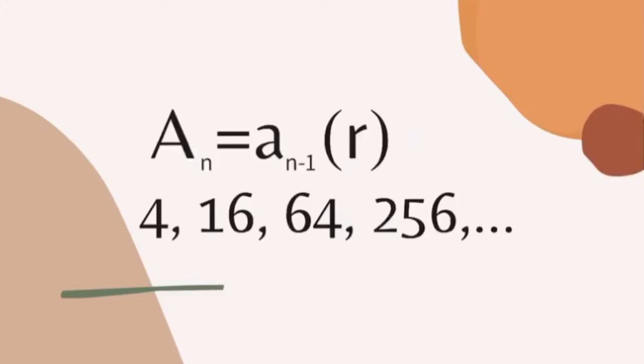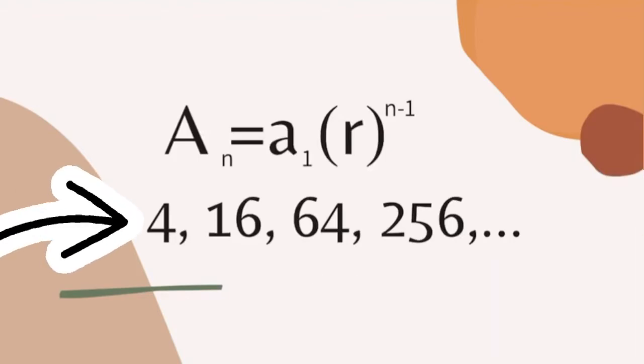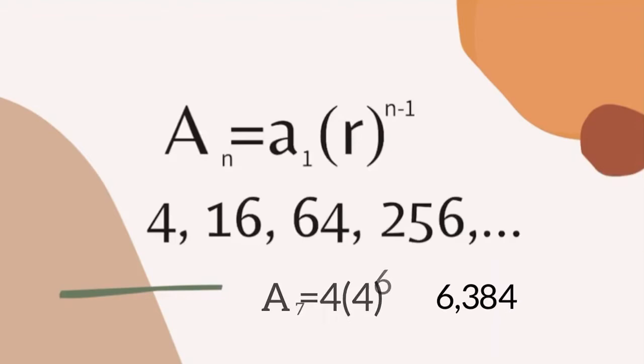Lastly, this is the explicit formula for the geometric sequence. Let's say we are finding the 7th term. First, we have to find the first term, which is 4, and the common ratio, which is 4. Following the formula, we will get 4 times 4 to the power of 6, which equals to 16,384.